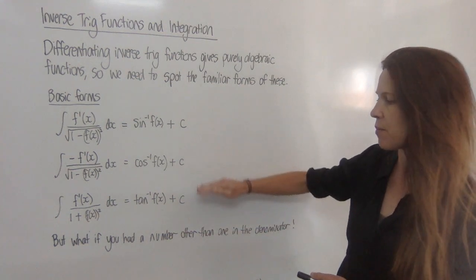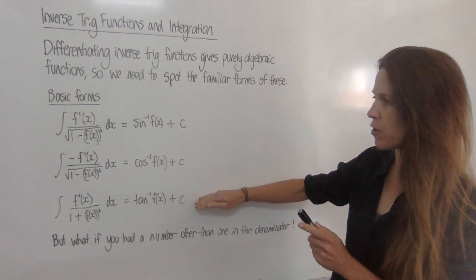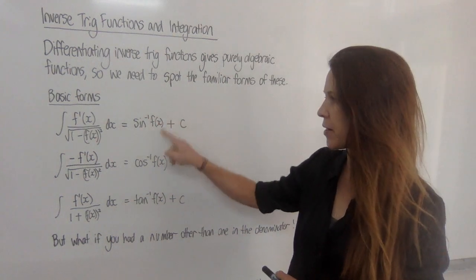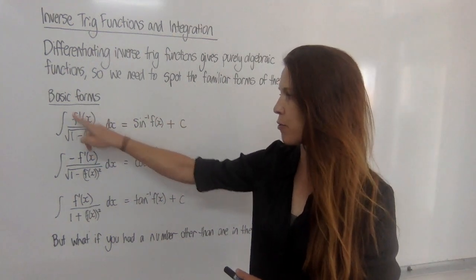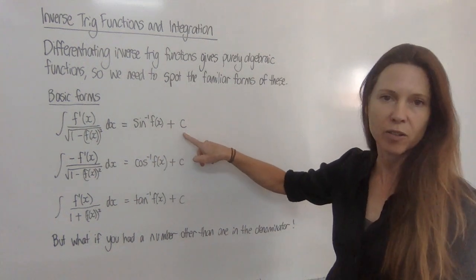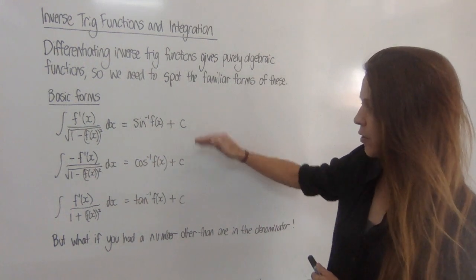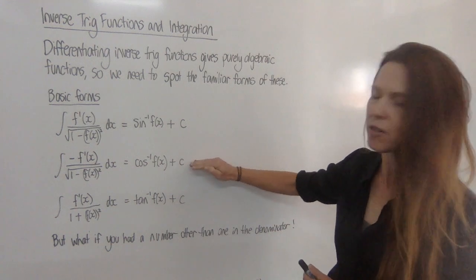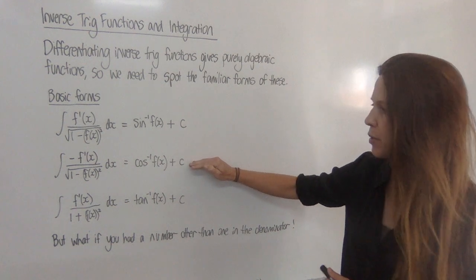Now I've written these three basic forms down here because we've already seen that if you differentiate this, then you get this. So if we integrate it, we'll get back to where we started, but we need to add a constant for integration. And we've got the same here. Now this one is not strictly necessary. I want you to have a think about why it isn't.